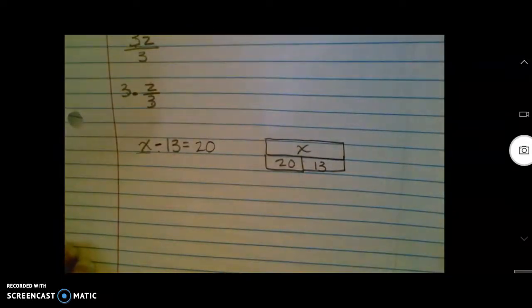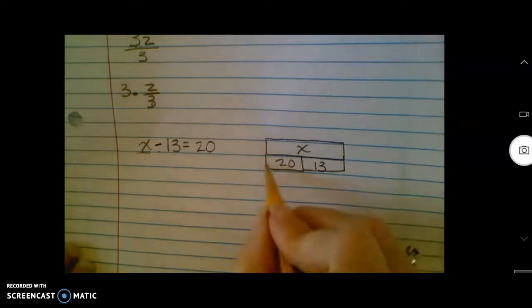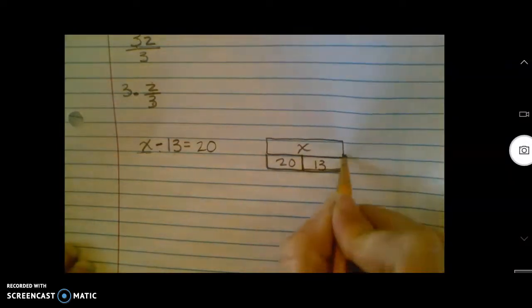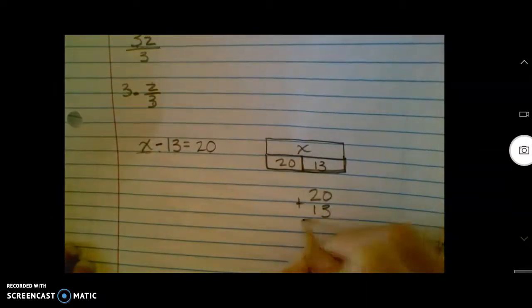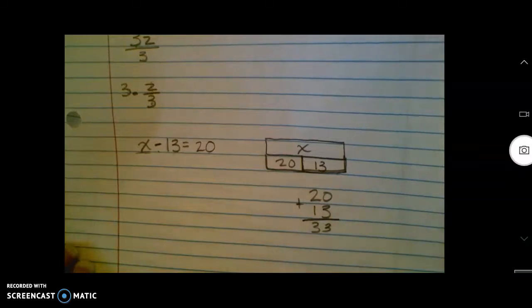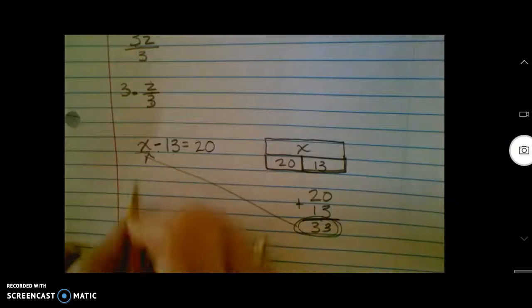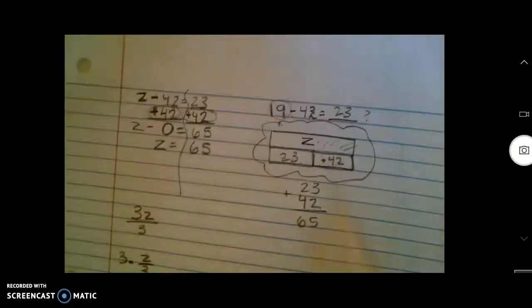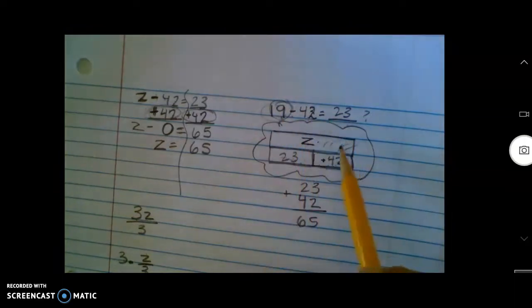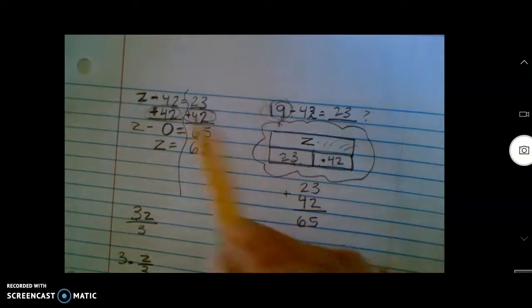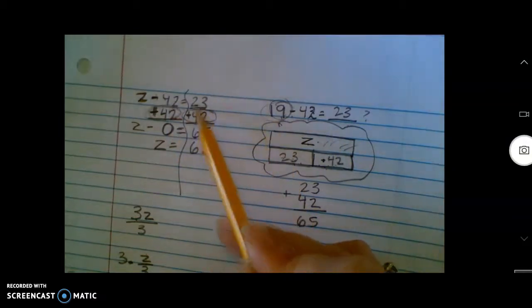So I'm going backwards 13, and I'm left with 20. So what do I do to figure out what x equals? Well, x is the same as this 20 and this 13 together, so I add 20 plus 13. And I always, when I get an answer, want to plug it right back into the original problem to see if it worked. If you would have done that here when you originally got 19 and you plugged it back into the original, you would have discovered, oh, that's right, I don't subtract 42 and 23, I need to add them. So always check your work.